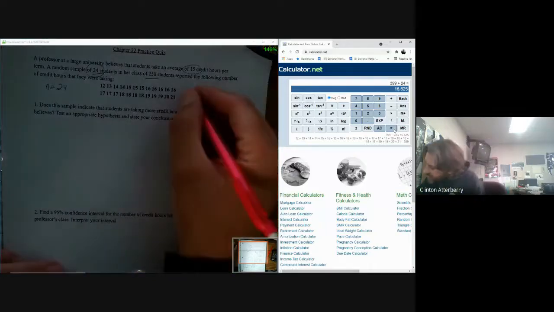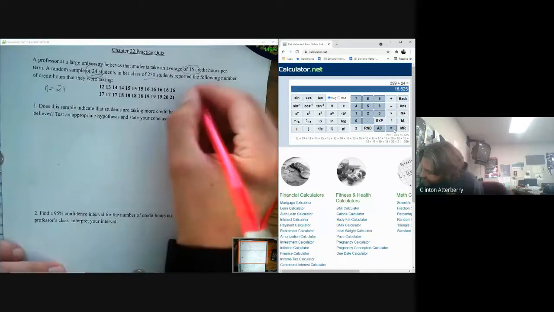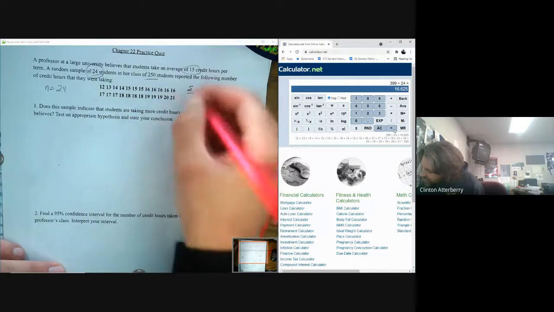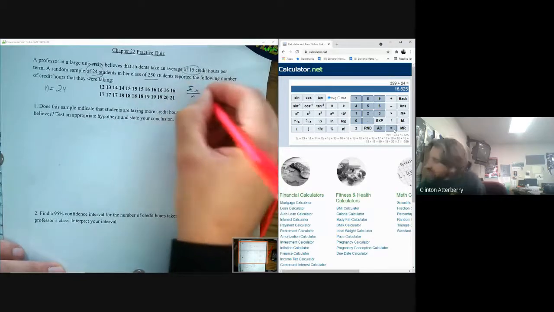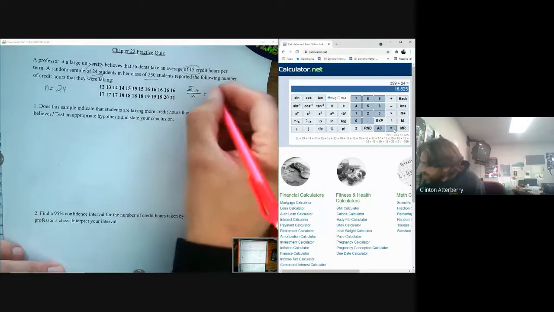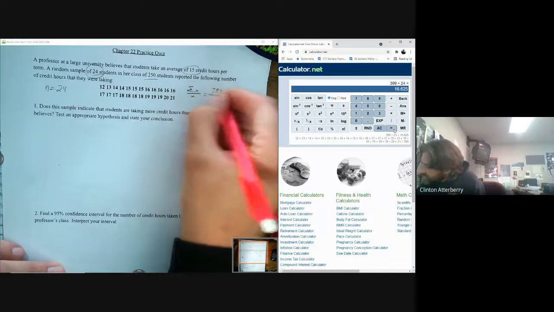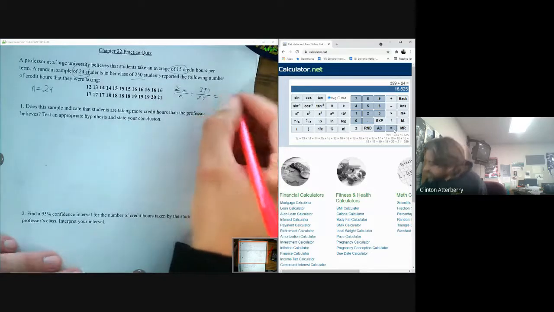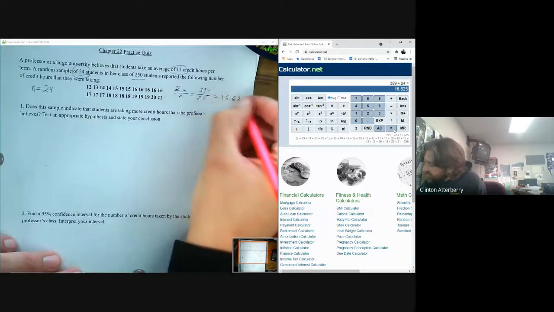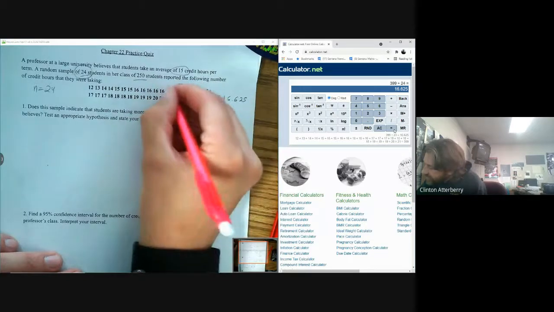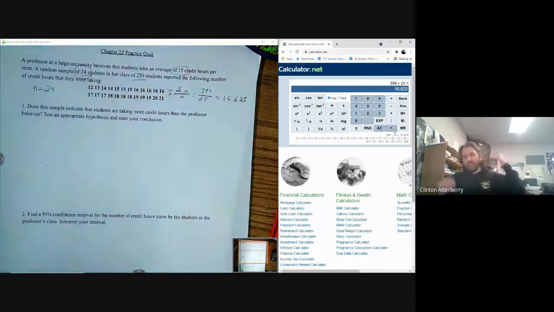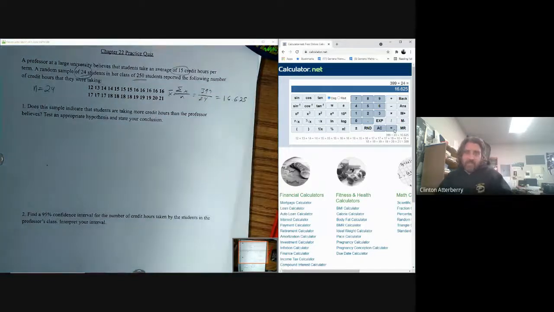So before I forget, it's just the sum of my values divided by my number, right? The sum was 399 divided by 24, and we get 16.625. That is my observed average. How do you find the average? Add up what you got, divide by how many there were. That's your average.